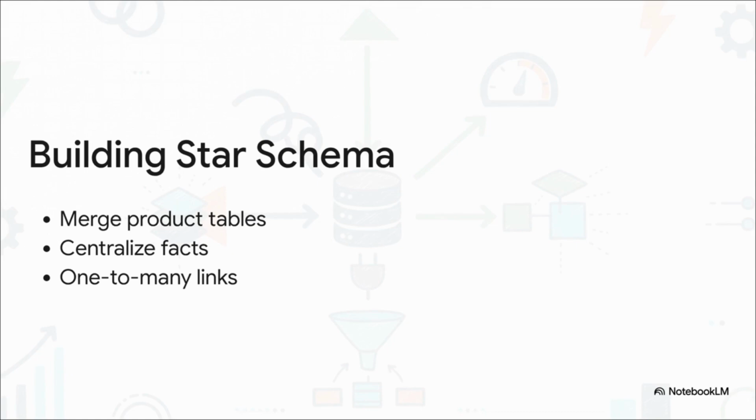First up, we're going to merge our product, subcategory, and category tables all together to create one single clean dimension table. Next, we drop our heavy transactional data, so the sales and inventory fact tables, right into the center of the model. Then we just surround them with our dimension tables like product, date, store, and customer.